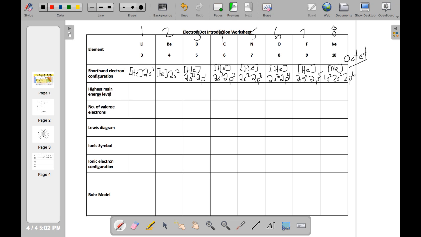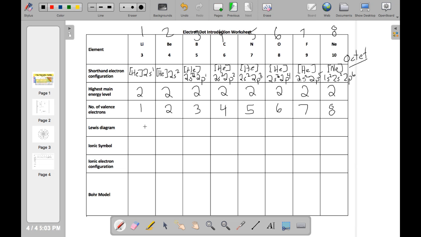Okay, the highest main energy level, well, that's easy. It's going to be 2 for all of these. 2. Let's put that in. And we already did the number of valence electrons up here. So this has 1, 2, 3. And this should be sort of a review from ionic compounds when we talked about oxidation states. But the thing that confuses people is we always just said, well, fluorine is a -1. Because that means fluorine is going to gain an electron. That's why it's -1.